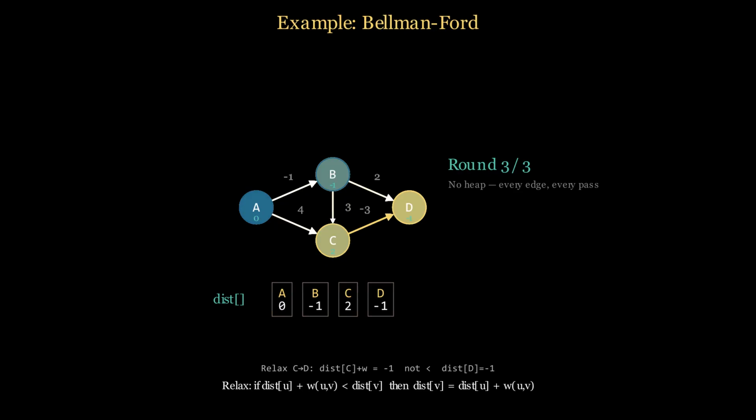For the third and final pass we again walk every edge in the same order and relax each one. Distances are already as small as they can get on this graph, so the dist row will stay unchanged while we finish the scan.